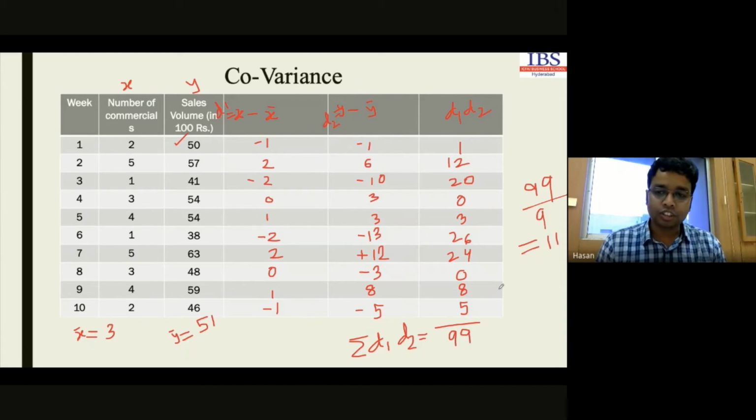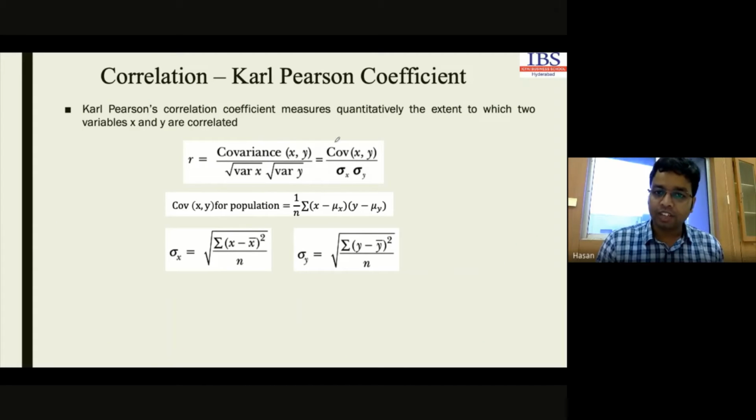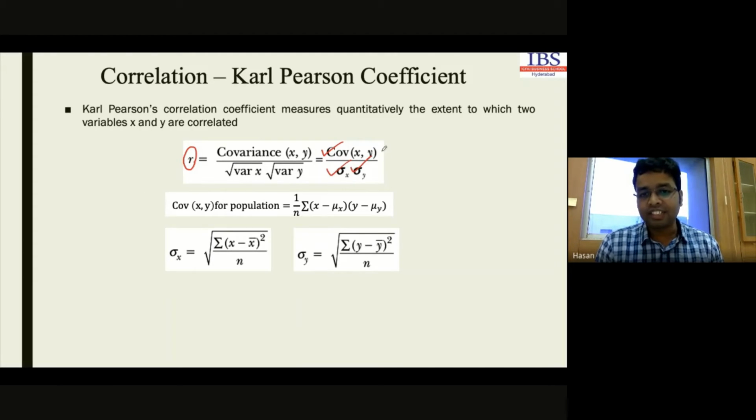Okay. Next, go back to the same formula called Pearson correlation coefficient. Formula was covariance by standard deviation of x and standard deviation of y. Now look, this is our correlation coefficient formula. Covariance we have calculated. It is 11. We have computed this, right? Yes, sir. Now what we have to do here? We have to calculate the standard deviation of x and standard deviation of y.